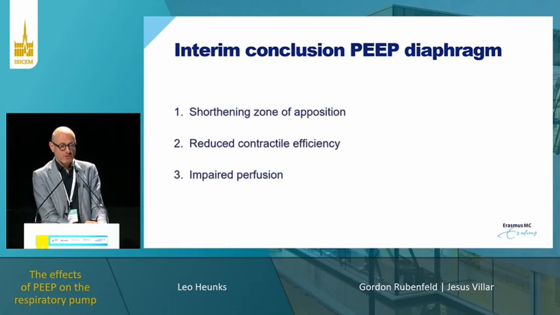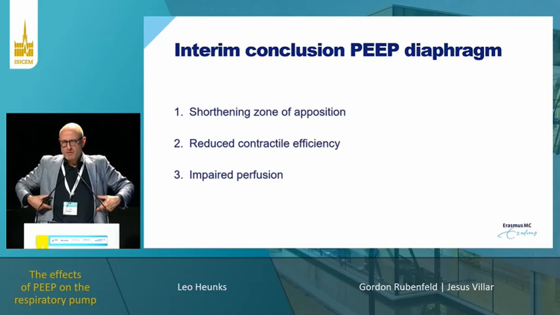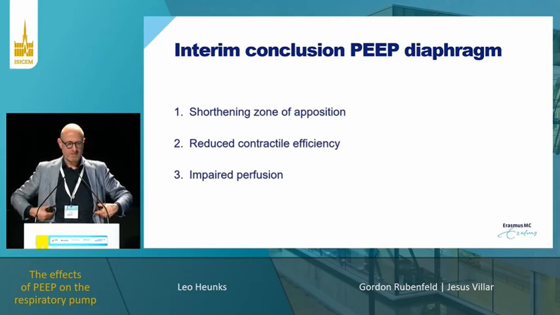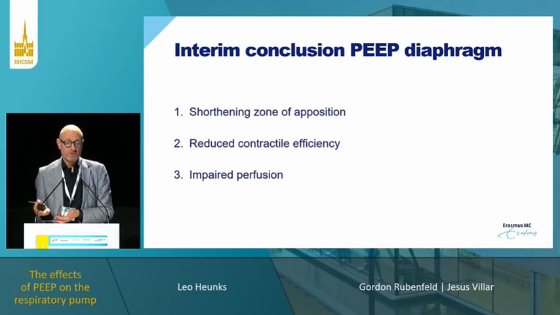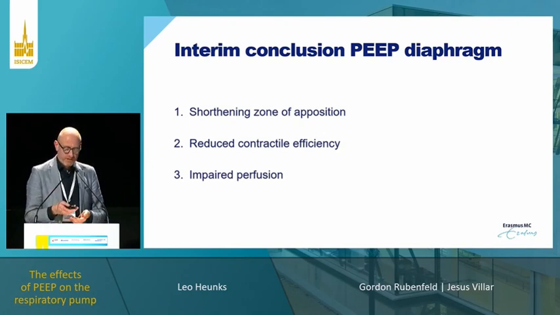To conclude this first part, what happens if we apply PEEP, at least to the diaphragm, is that it results in a shortening at the zone of apposition. That results in a reduced contractile efficiency, and also PEEP impairs perfusion of the diaphragm muscle, at least in this animal model.